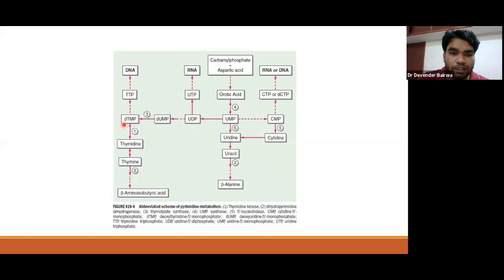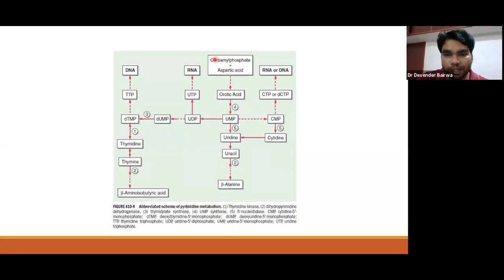Then the deoxy TMP can be reduced to thymidine with the help of the enzyme thymidine kinase. And then this ultimately forms thymine, and thymine can lead to the formation of beta amino isobutyric acid with the help of the dihydropyrimidine dehydrogenase enzyme. So this dihydropyrimidine dehydrogenase enzyme is associated with the breakdown of thymine as well as uracil. Uracil is broken down to beta alanine, and thymine is broken down to beta amino isobutyric acid.